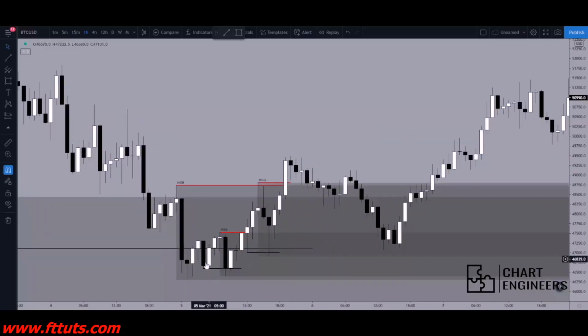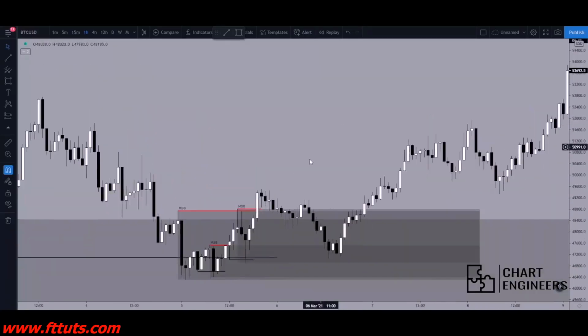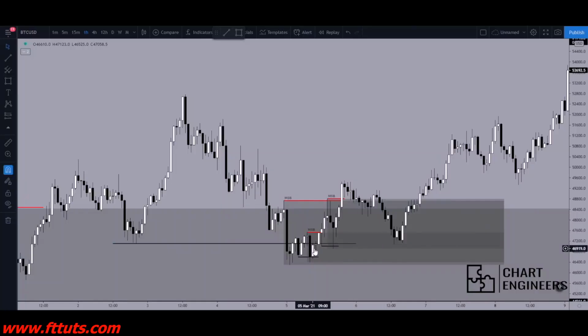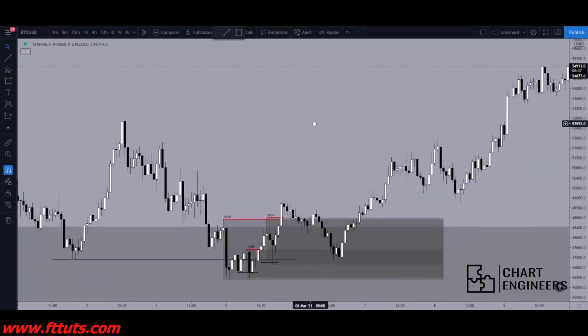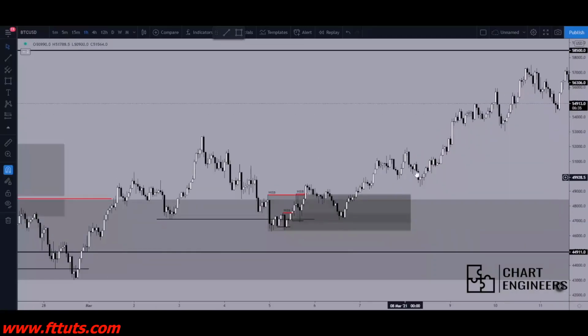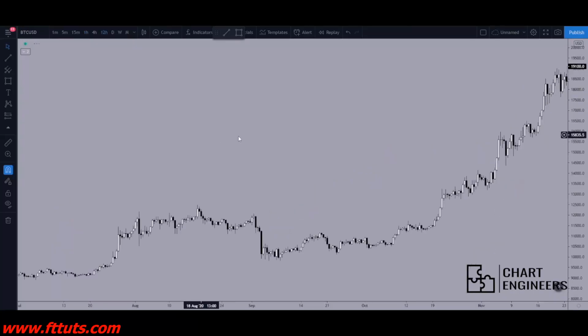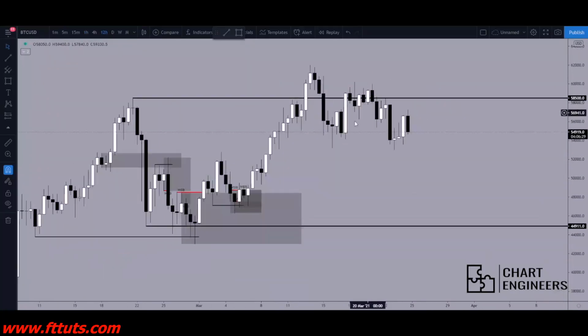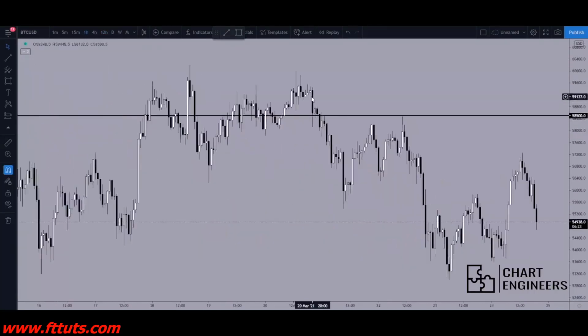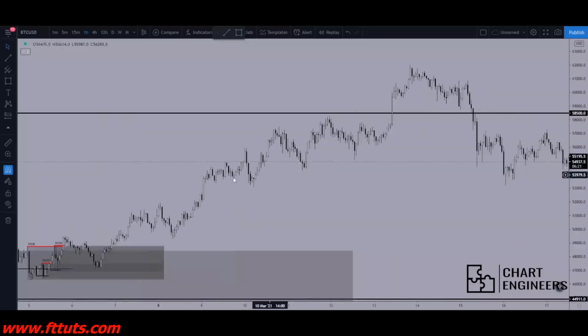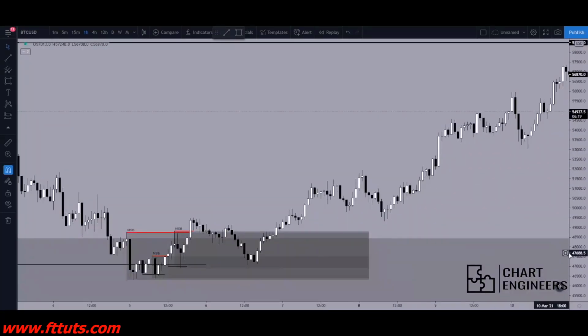So 1, 2, 3 entries, and preferably we'd want to be in the bottom one, as it's going to offer the most risk to reward. And then the market just continues up, trending up. There are opportunities to get in the market on the way up. However, normally I prefer to just be in the bottom one, the lowest entry, and then just ride it up.